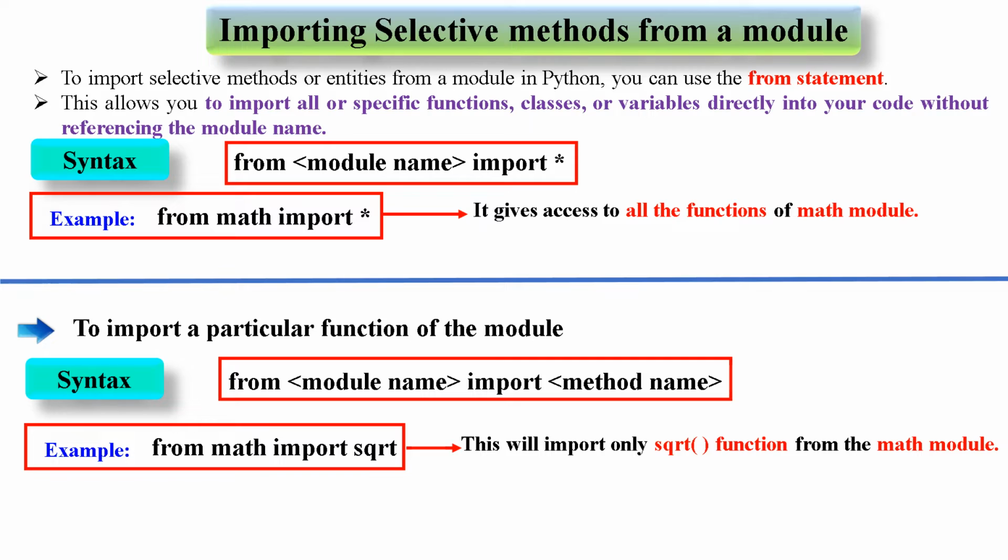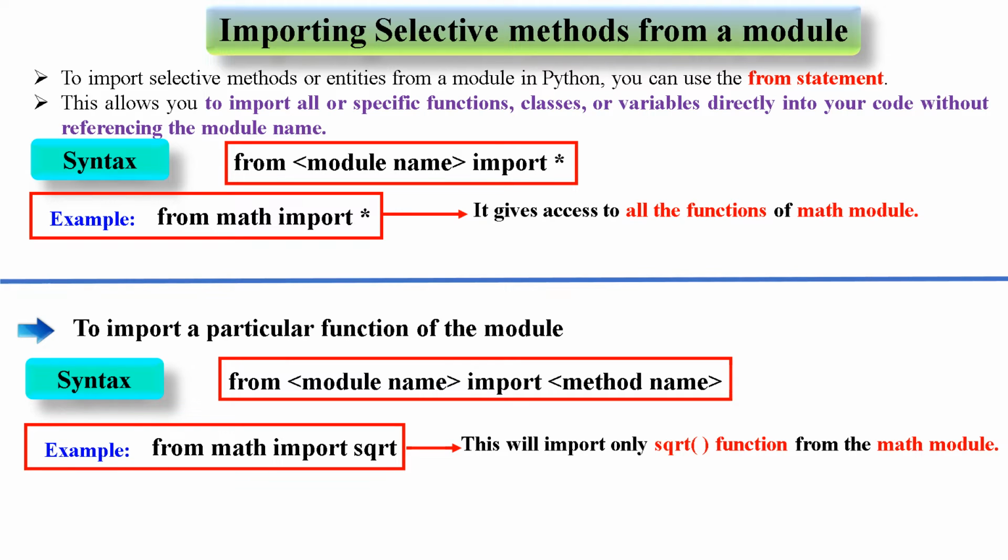This allows you to import all or specific functions, classes, or variables directly into your code without referencing the module name. Syntax is: from module name import *. Example: from math import *. It gives access to all the functions of the math module.